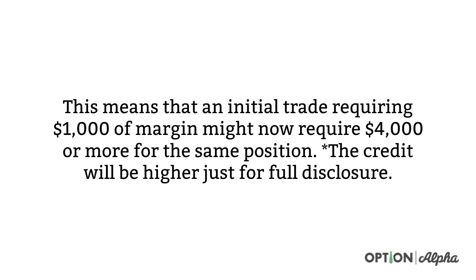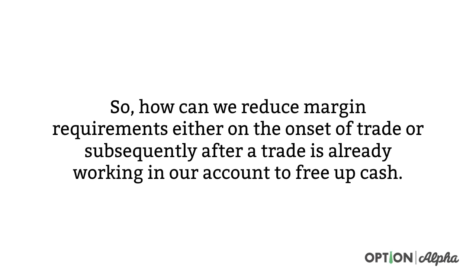For full disclosure, when implied volatility and market volatility go higher, a new position will get a higher credit, but the margin requirement will be higher too. So how do we reduce margin requirements, either at the onset of a trade or after a trade is already working in our account, to free up cash?